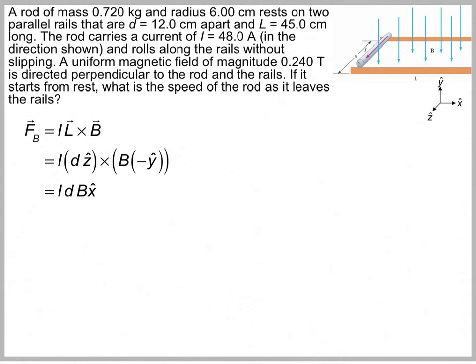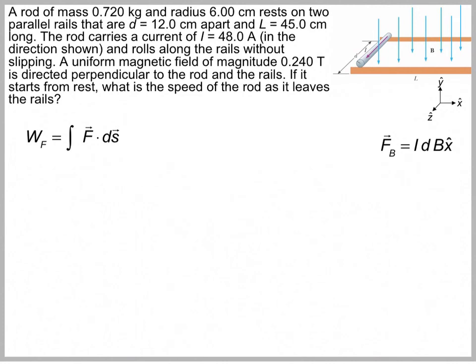So we know the force on this is I L cross B. In this case, L is the length of the conductor, which is d. And the direction of L, we said it is the direction of the current, which would be in the z direction. We cross that with the magnetic field, which we said its field strength is B, and its direction is minus y. So z cross minus y is x, and so the force is IdB, and the force is in the x direction.